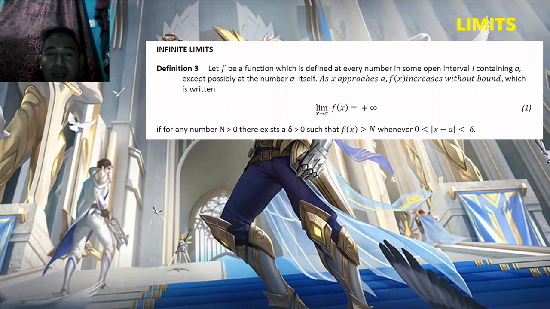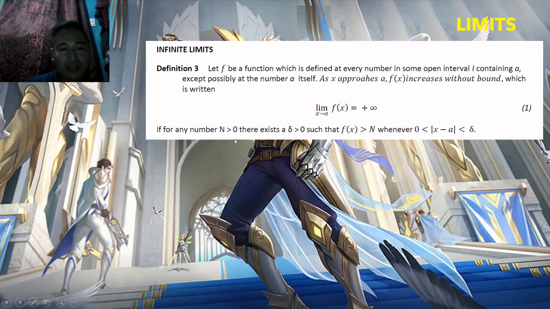Okay. So, unahon nato iyang definition, class. So, let f be a function which is defined at every number in some open interval I containing a, except possibly at the number a itself. So, as x approaches a, class, f of x increases without bound. So, si f of x, class, mo-increase without bound. So, which is written as kani, the limit of f of x as x approaches a is equal to positive infinity.